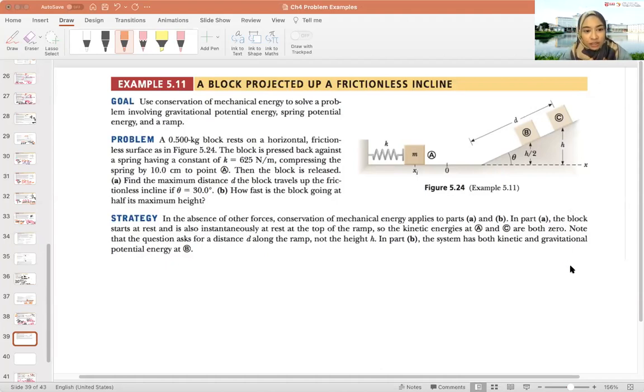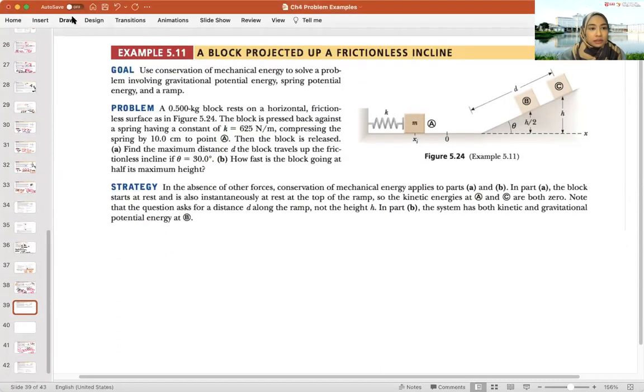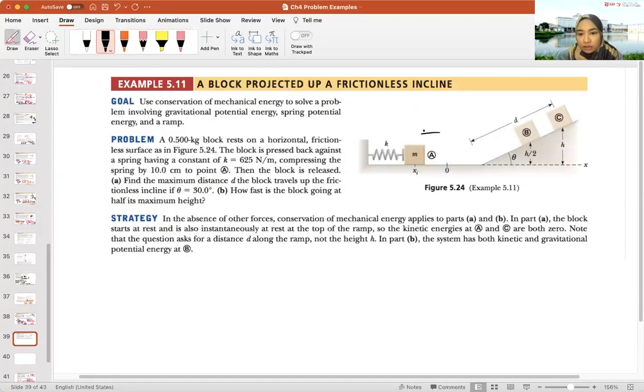Okay. So a 0.5 kilogram block rests on a horizontal frictionless surface. So kat sini kita akan cakap tak ada friction. The block is pressed against a spring. So block ni kita tolak dia. We are pushing this block against the spring and we are compressing it. Bila kita tolak, kita akan compress lah. Bila kita tarik, we are extending it.